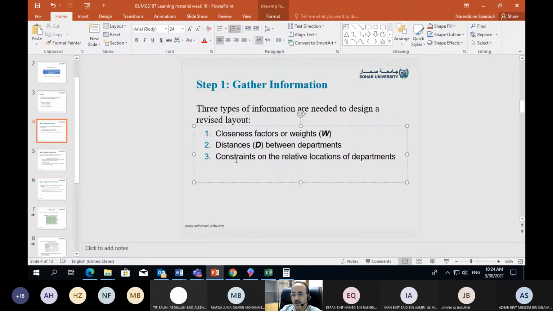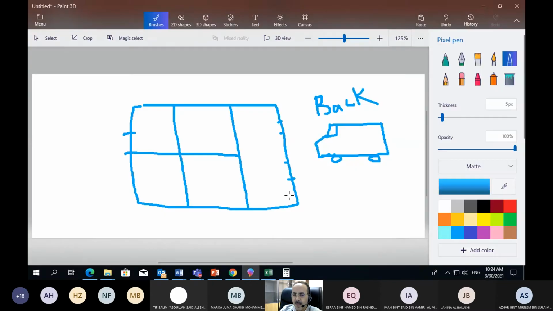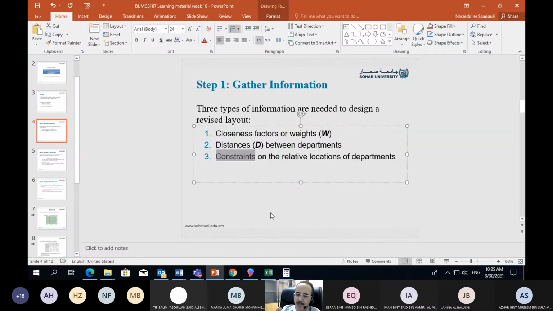This is what a constraint means. It's a limit. That means we would like to make sure that the receiving docks are in the back of the building, whereas the main entrance is usually where the main road is. This is what constraints means. It means something that actually tells us that it must be in this location or the other.